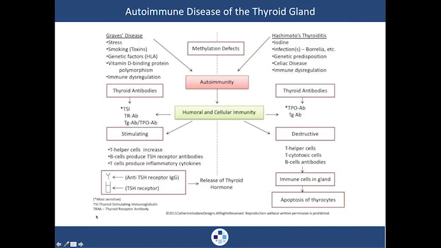So back to thyroid here a little bit. So it's a slide for you. This autoimmune disease of the thyroid. So here in the center, always want to look at methylation defects. Make sure that the thyroid is up and running properly, because methylation defects can affect the thyroid gland and other parts of the body. I think I stressed that enough. So over on the right is Hashimoto's thyroiditis. On the left is Graves' disease. So let's go to the right first.